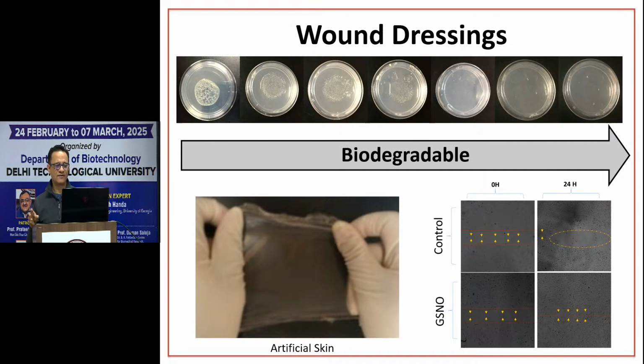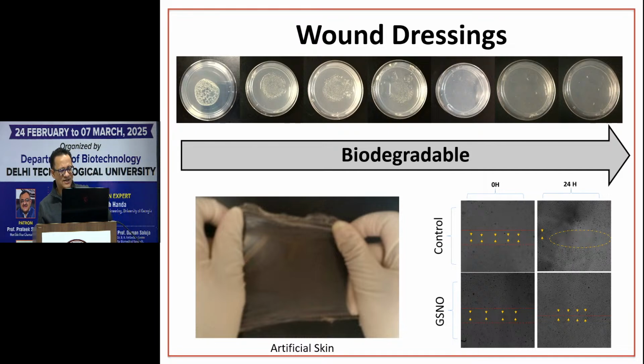Another property of NO: GSNO is another type of NO donor, so don't worry about it. SNAP, GSNO, similar family, a little bit. We also, NO helps in cell proliferation.